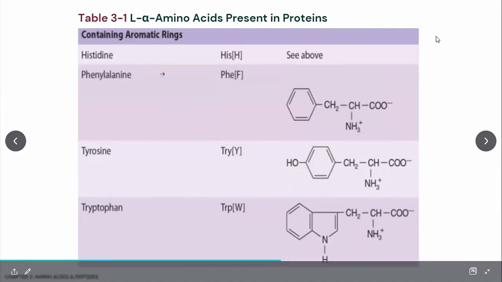So histidine contains an aromatic ring. You have seen that histidine. And then phenylalanine, you have a phenyl group. And then you have tyrosine, a phenyl group with an OH. So tyrosine belongs to the aromatic as well as the hydroxylated amino acids. And then of course tryptophan. You have a big aromatic group here. Very big aromatic group. Okay.